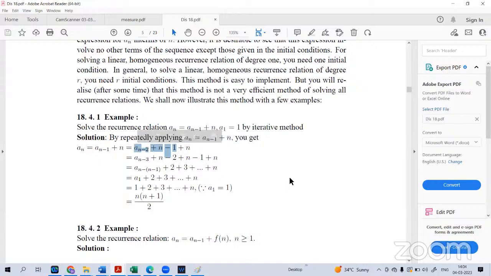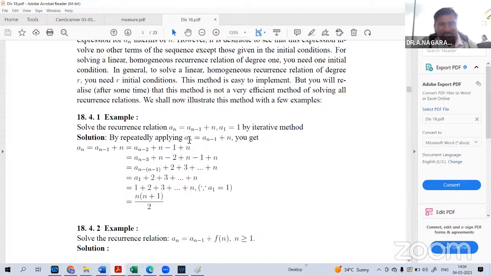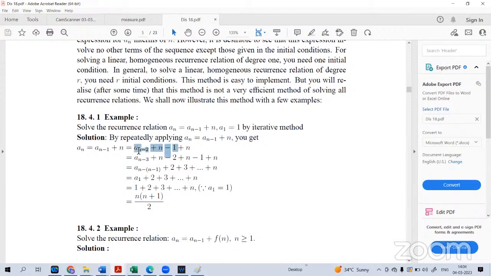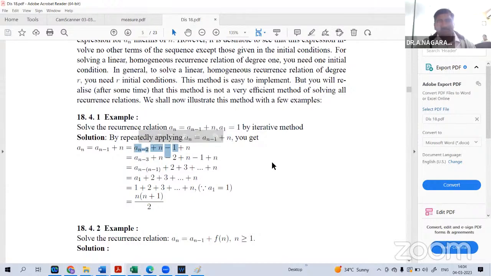Nothing special I did here. Instead of n, I substituted n-1. What happened? n-1-1 means n-2. So I got a_{n-2} + (n-1). Next, we can go for a_{n-3} + (n-2).